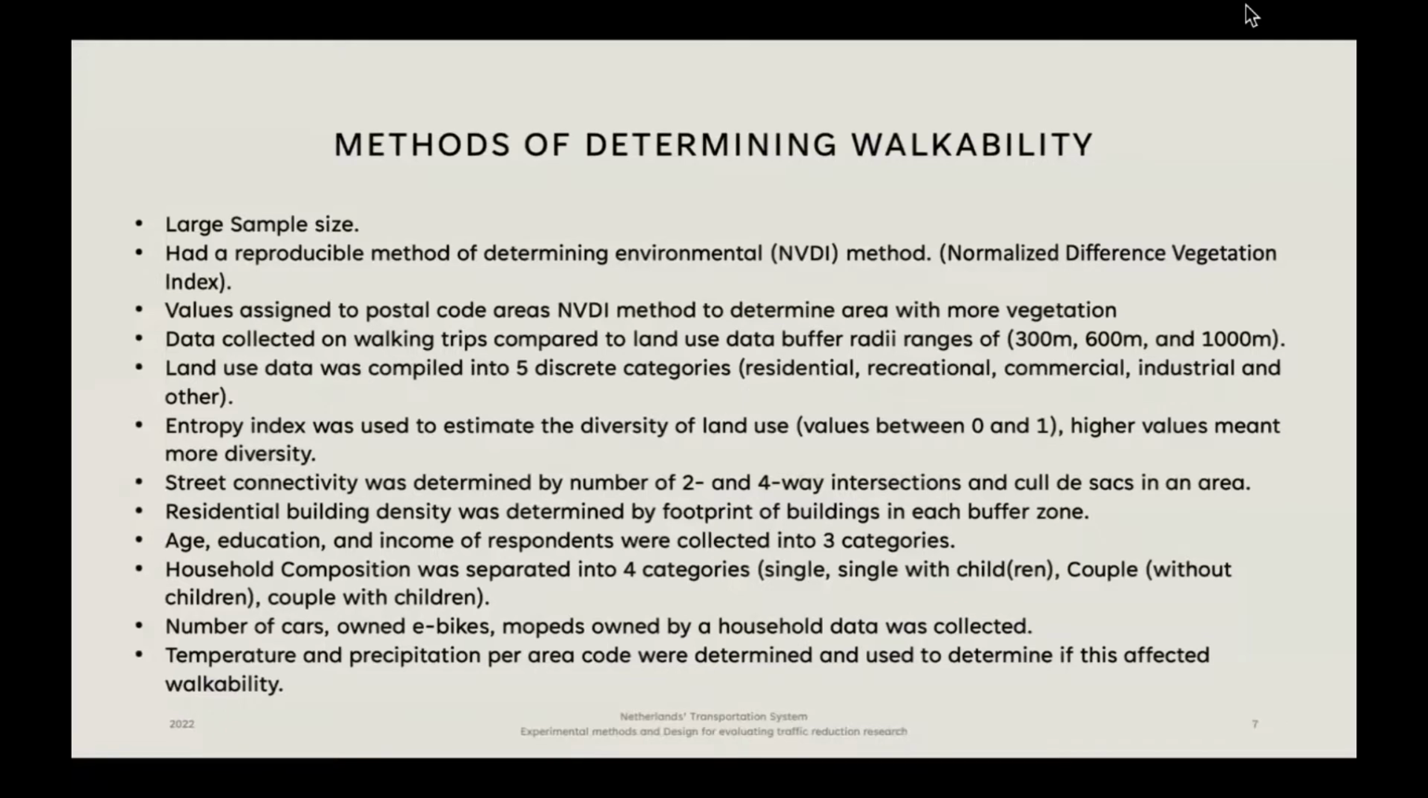The first thing I'm going to note is they had a massive data pool, over 60,000 respondents, and they categorized each area based on GPS. They used a normalized difference vegetation index to determine how green the area was. They also used Denmark's designated land use categories and reduced it to just 5 general uses for the land in their areas. And then, of course, they collected data on age, education, and income, as well as the household composition and number of cars, e-bikes, and mopeds in these areas. Next slide, please.